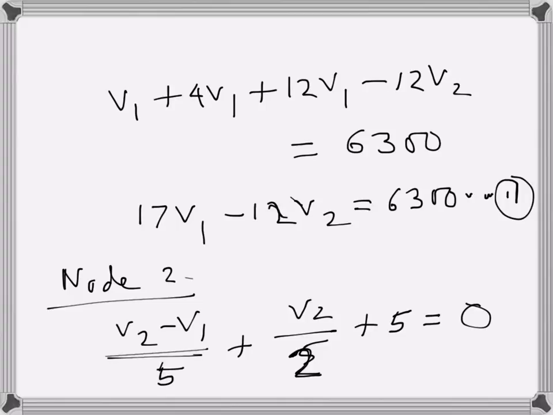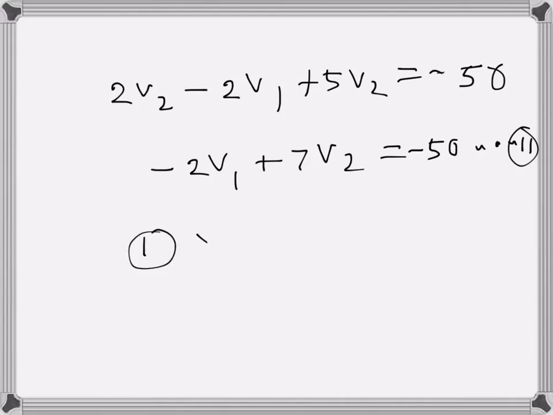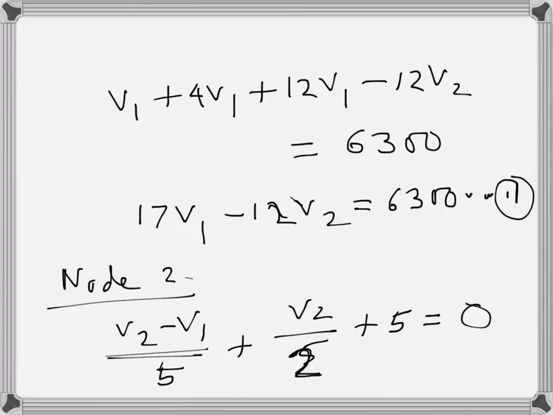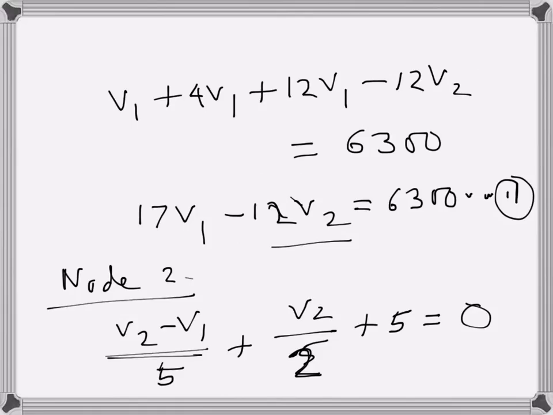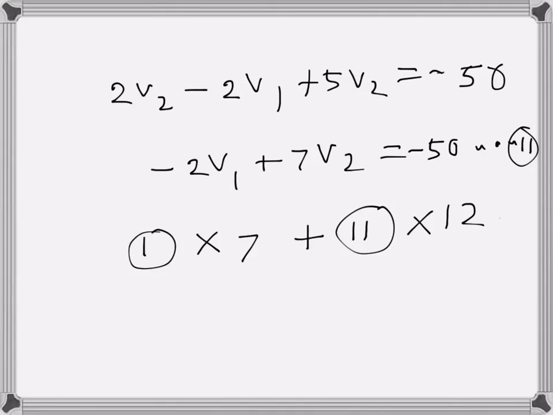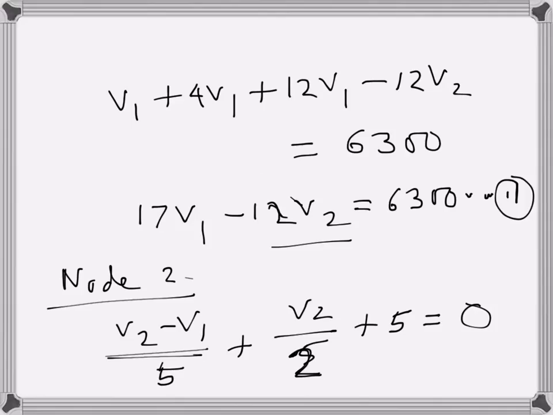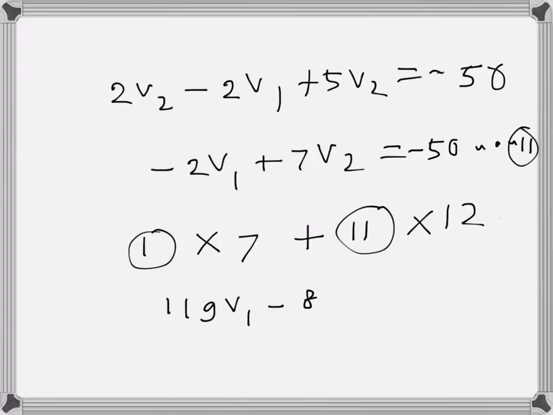Now I want to get rid of V2, so I will multiply equation 1 by 7 and the second one, equation 2, by 12. So this one will be by 7. So I am getting 119V1 minus 84V2 by multiplying by 7.